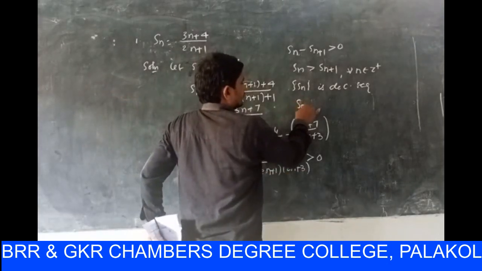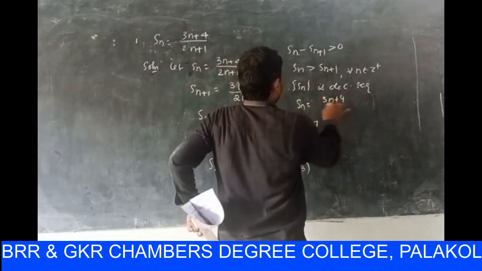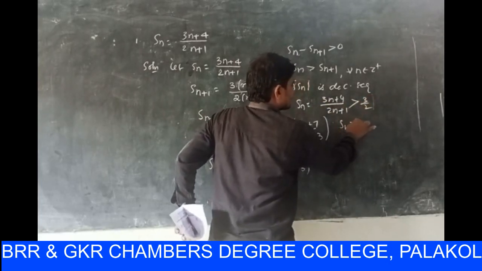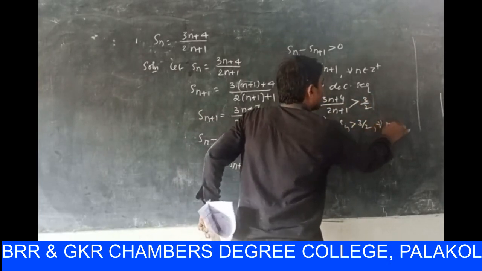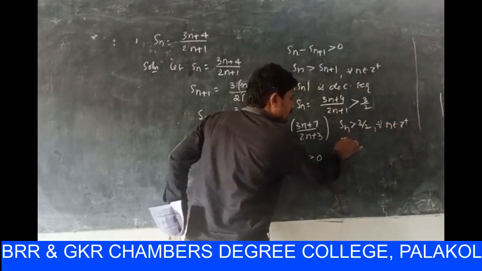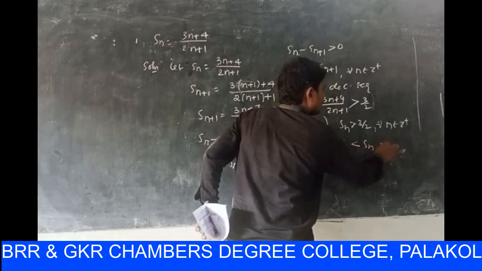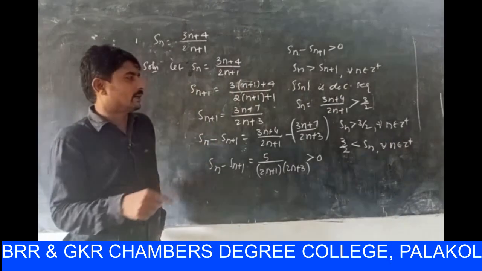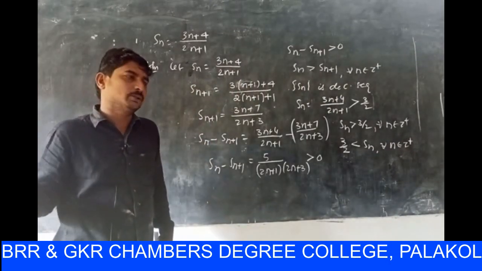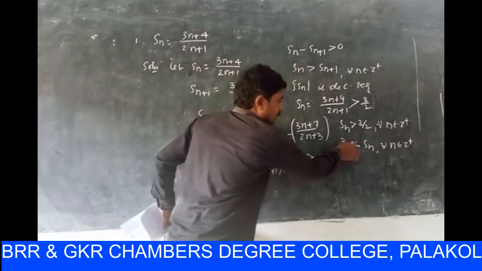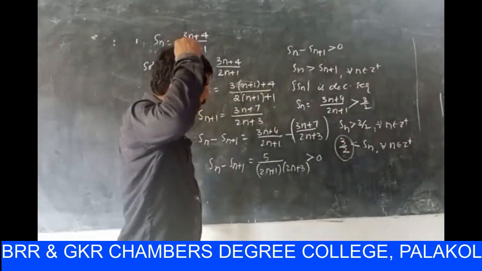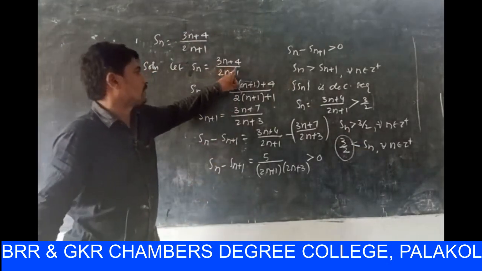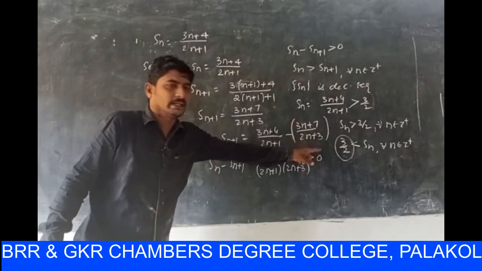For that, consider Sn, which is equal to (3n plus 4)/(2n plus 1). This value is greater than 3 by 2. That means Sn is greater than 3/2 for all n belongs to Z plus, which means 3/2 is less than Sn. You remember that here the n values are always positive integers, starting from 1, 2, 3, 4 and so on. So 3/2 is less than Sn, and we say that it is bounded below. That is a lower bound. So clearly we have shown that Sn is a decreasing sequence as well as bounded below.